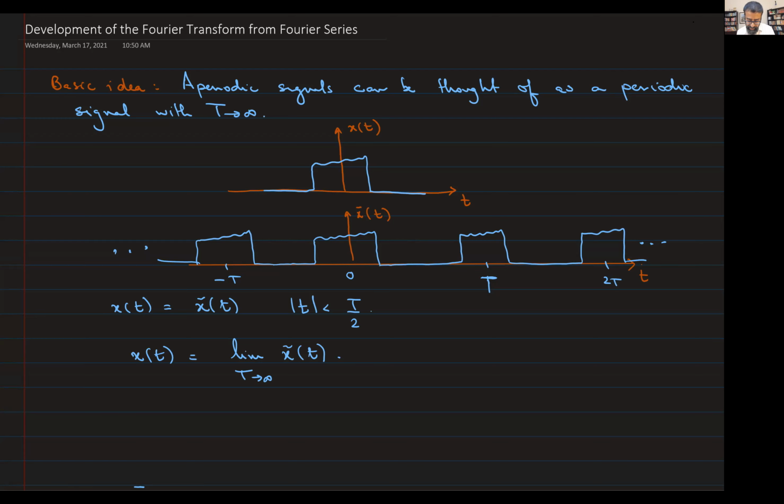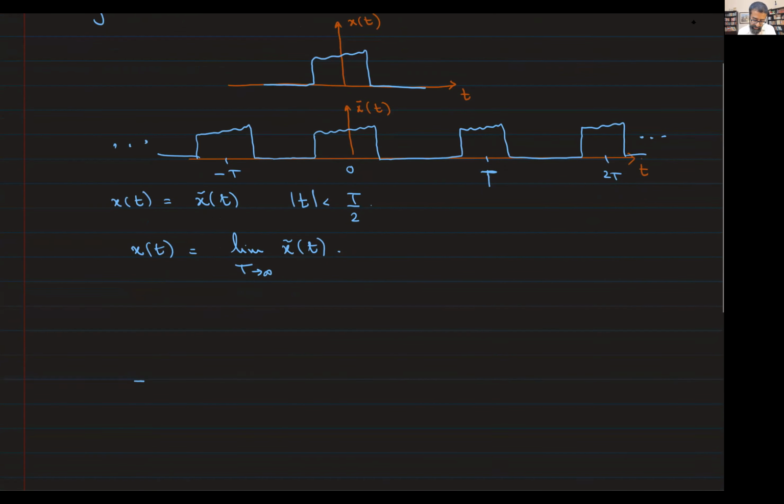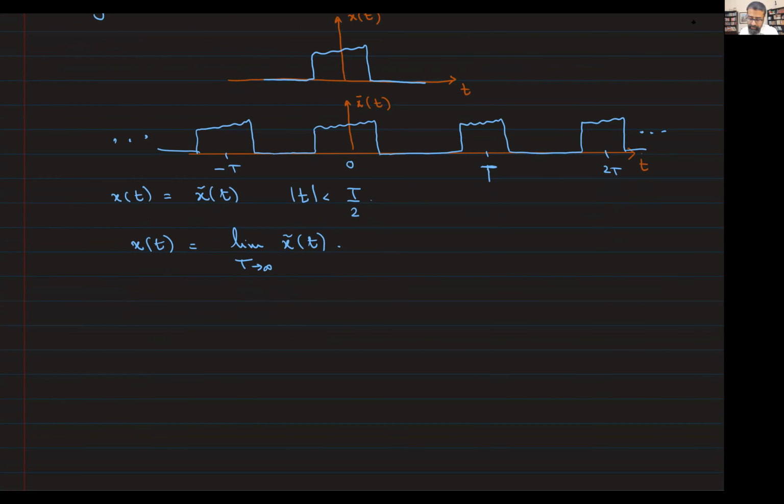Now let me just look at x tilde of t. Because x tilde of t is periodic, that means it must have a Fourier series decomposition. Since x tilde of t is periodic, we can write its Fourier series decomposition. And the implicit assumption is that the Fourier series decomposition exists, I mean, it satisfies all of the Dirichlet conditions, and so on and so forth. We can write its Fourier series decomposition through the analysis and the synthesis equation.